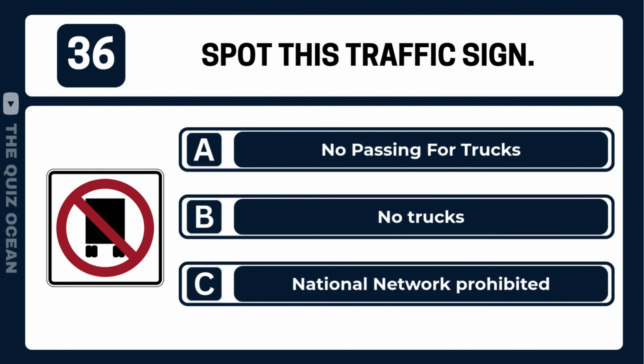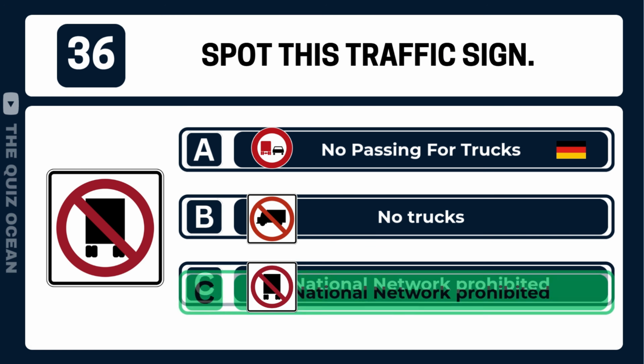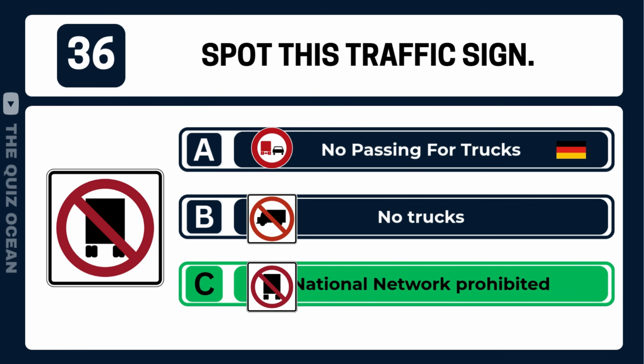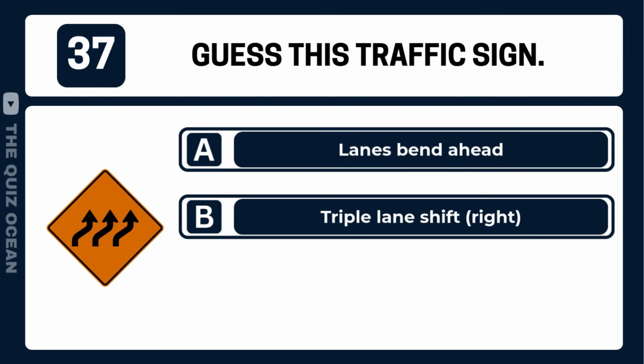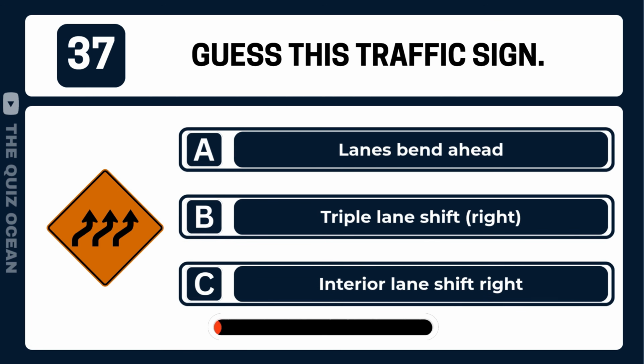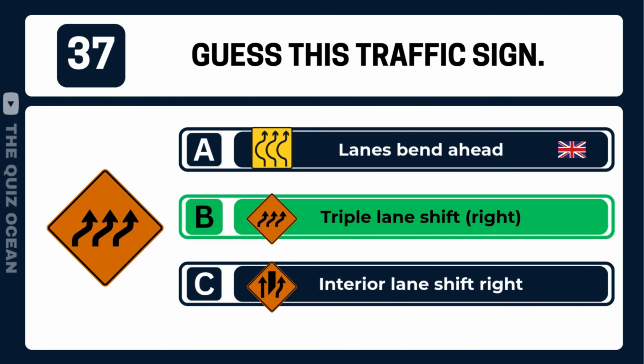Question 36. Spot this traffic sign. The answer is C. National network prohibited. Question 37. Guess this traffic sign. The answer is B. Triple lane shift right.